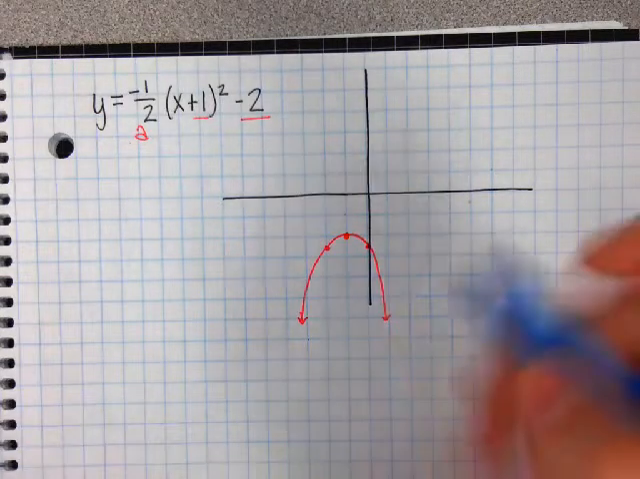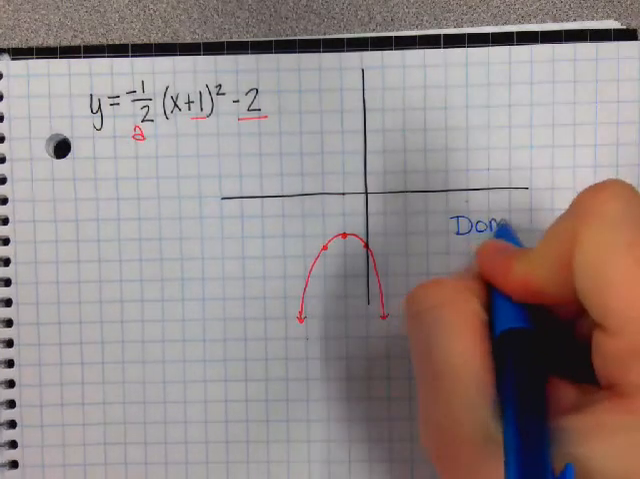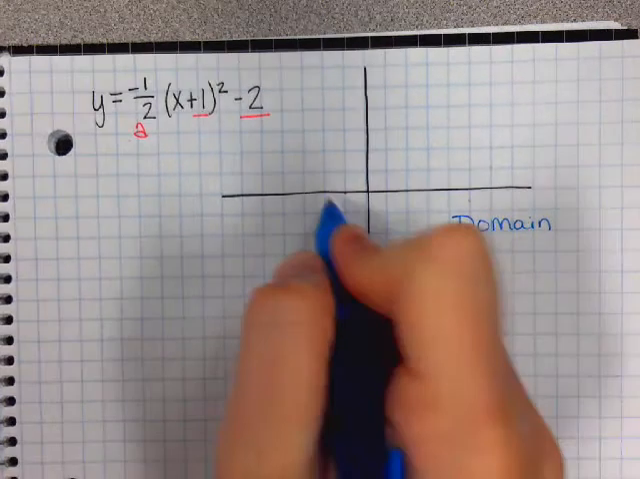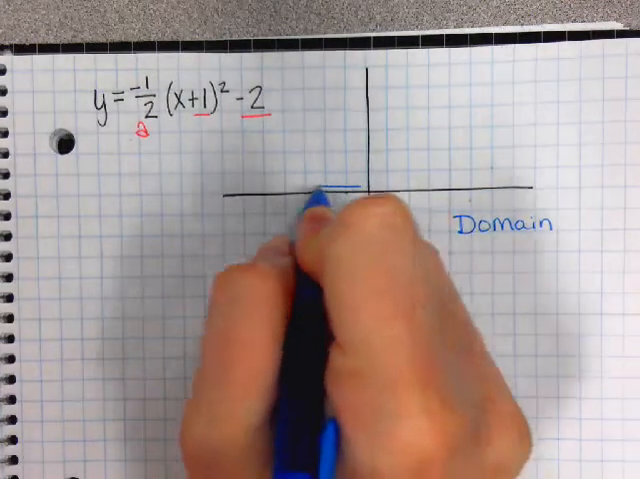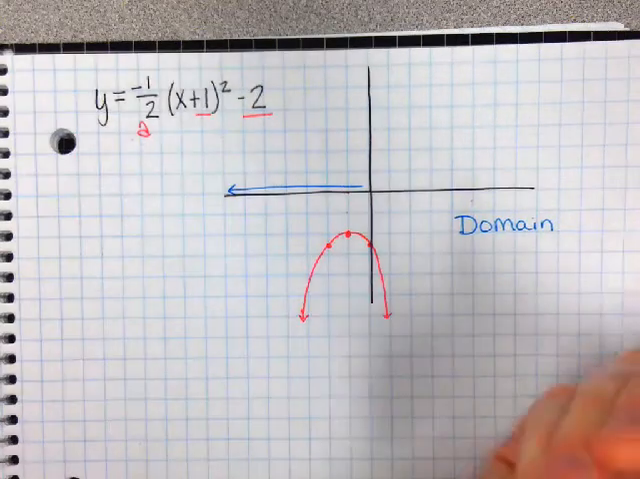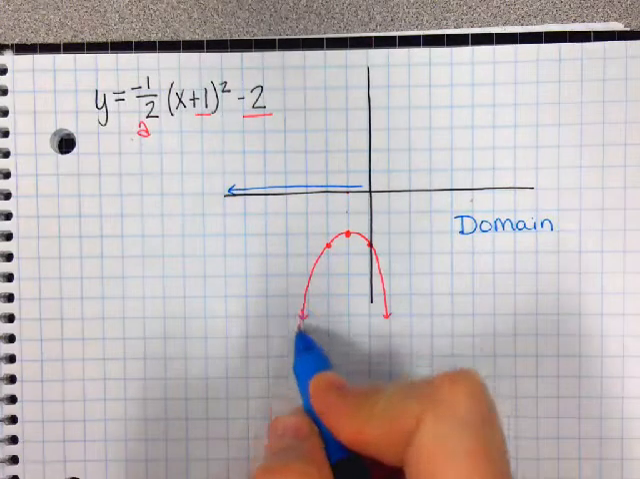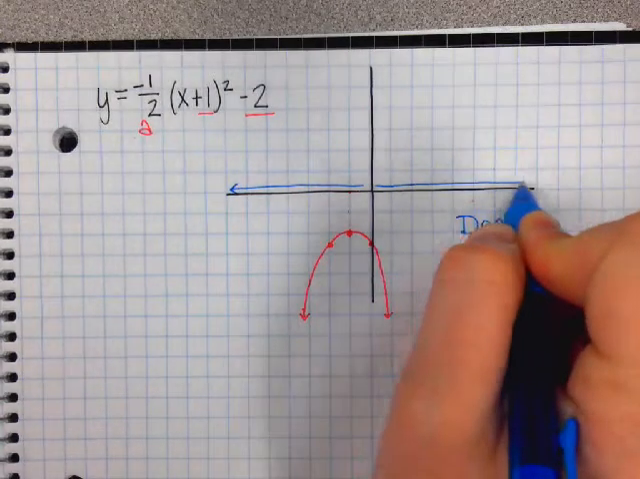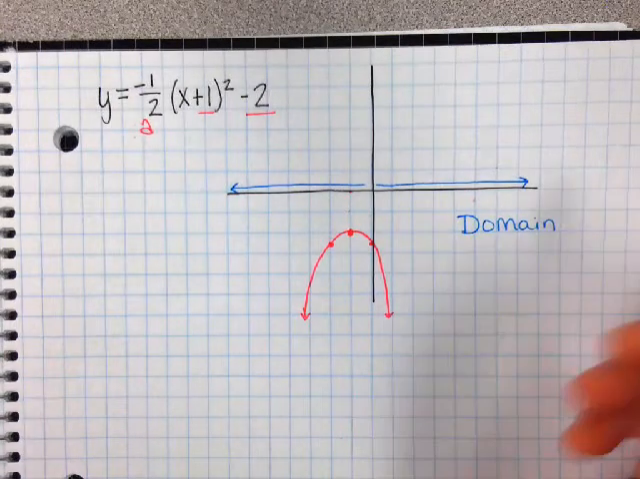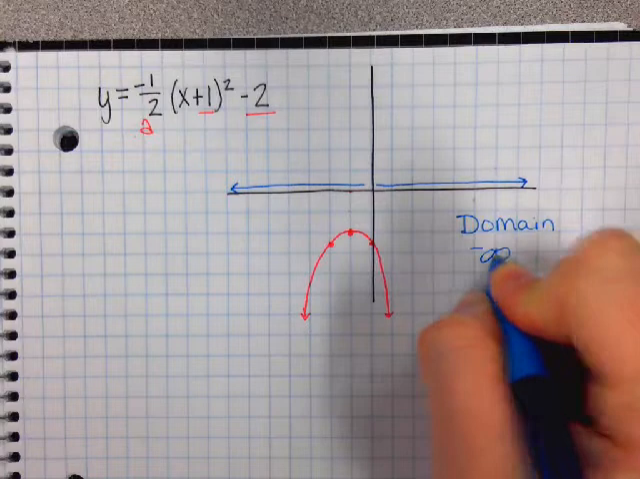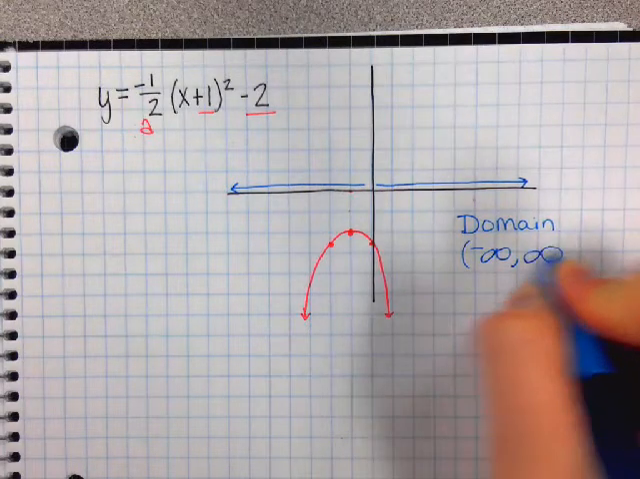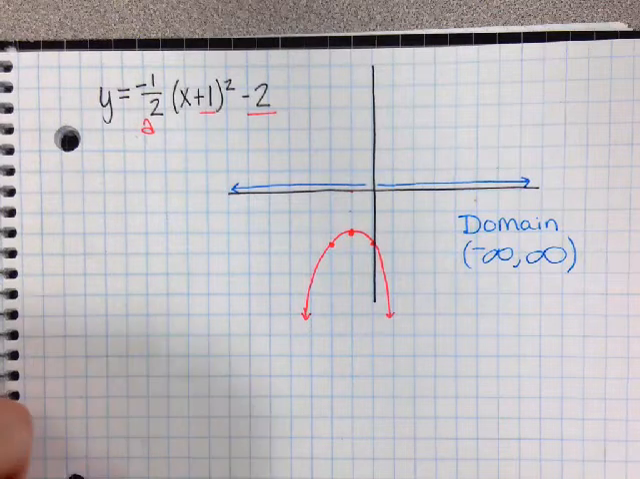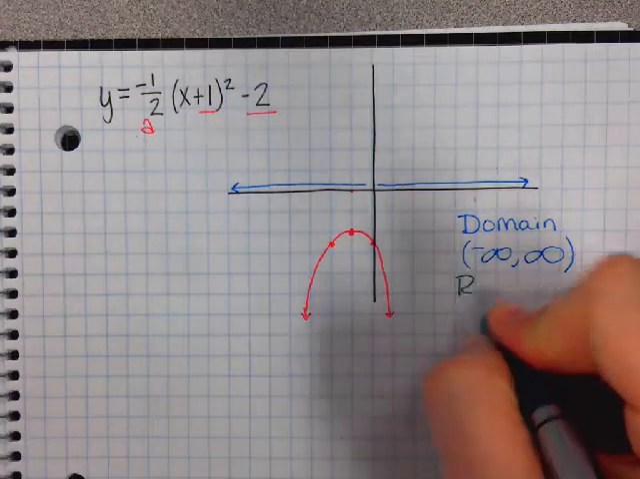Now let's do our domain. Notice this direction: every number can be included because this could keep going. So it is negative infinity to positive infinity, or all real numbers.